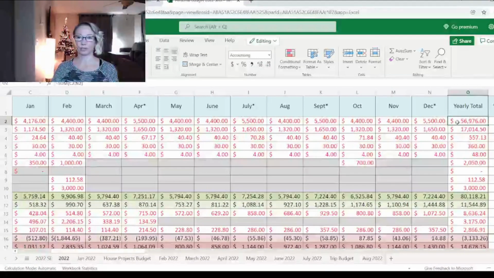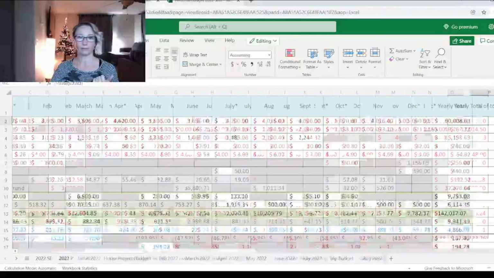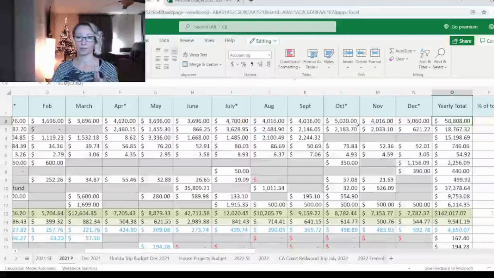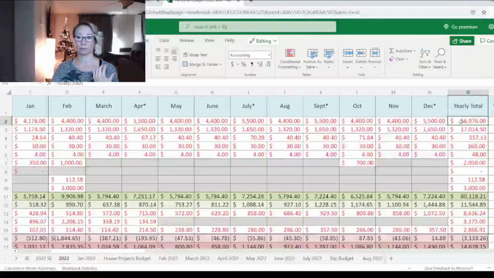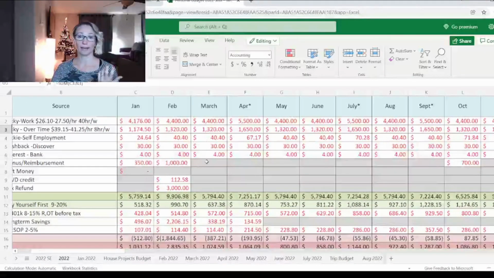And so you'll see here he's on track to make about $56,970. So versus last year, $50,000, so an extra $6,000 this year. And then overtime, when I added up his overtime last year, he averaged about 10 hours of overtime every week. So this year I'm only budgeting 8 hours of overtime every week just to lowball it a little bit. And again, these are going to change month to month because some months they have no overtime.